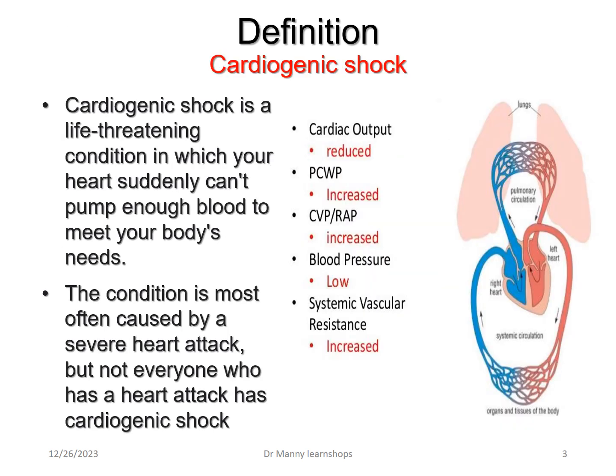Now, again, I'll use the example cardiogenic shock. The definition, and we're not reviewing cardiogenic shock, we're just reviewing the process. So cardiogenic shock is essentially a life-threatening condition in which your heart suddenly can't pump enough blood to meet your body's requirements, metabolic needs. The condition that most often causes cardiogenic shock is typically a severe heart attack, or better terminology would be myocardial infarction.